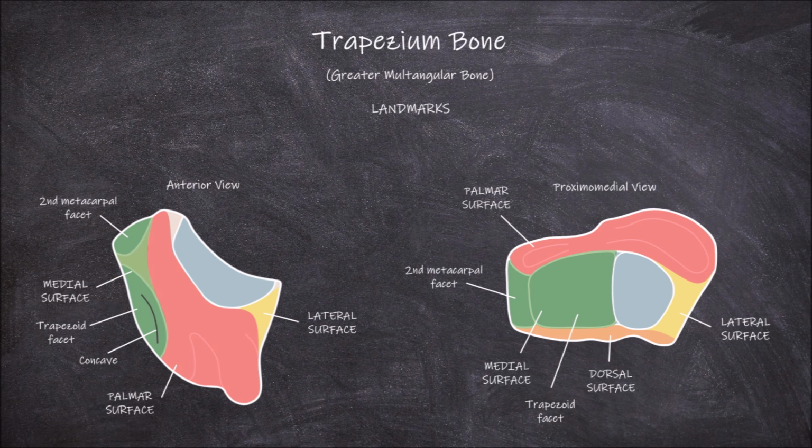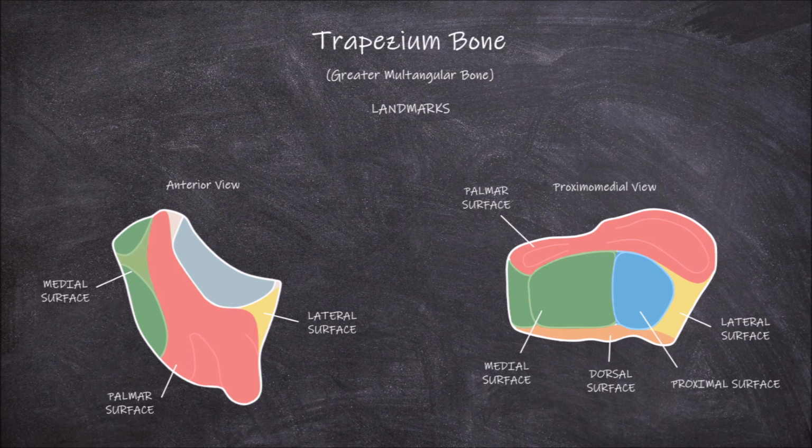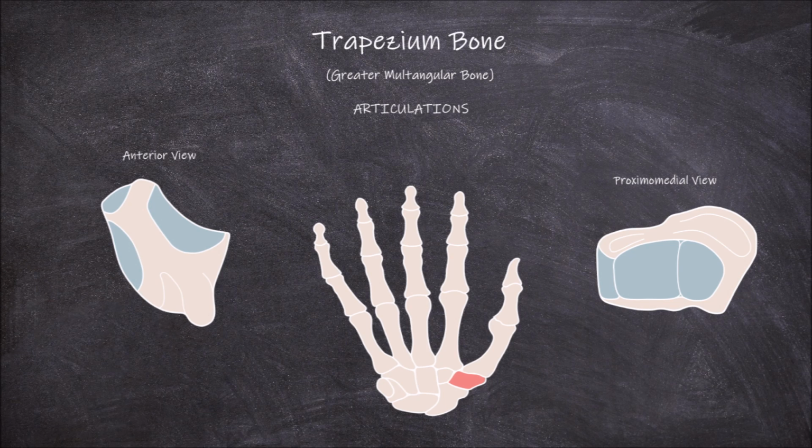The fifth surface is the proximal surface, also known as the superior surface. This surface is also slightly concave and has a facet on it for articulation with the scaphoid bone. The sixth and final surface is the distal surface, also known as the inferior surface. This surface is concave and has a facet on it for articulation with the first metacarpal bone. This surface is considered sellar-shaped, in other words, saddle-shaped, which is why it is also sometimes referred to as the sellar surface. Let's now take a closer look at the articulations this bone has with other bones.